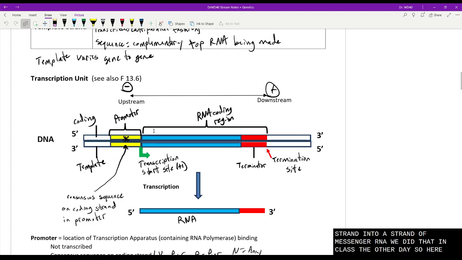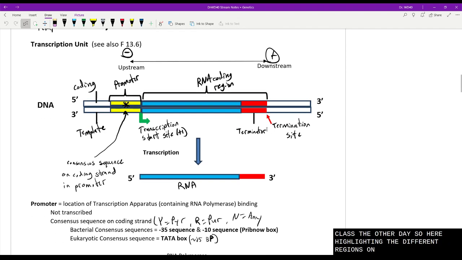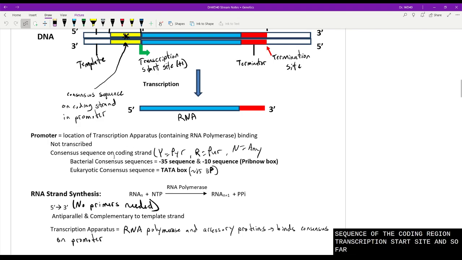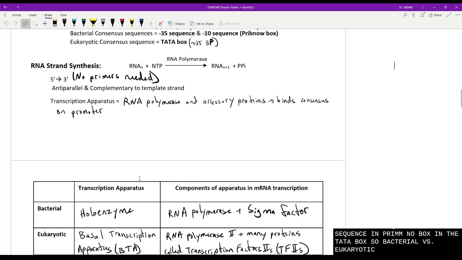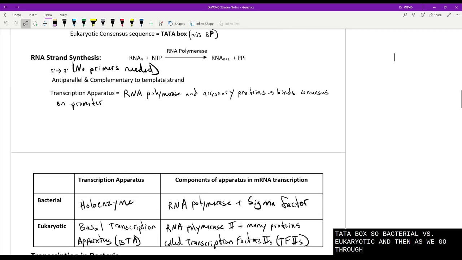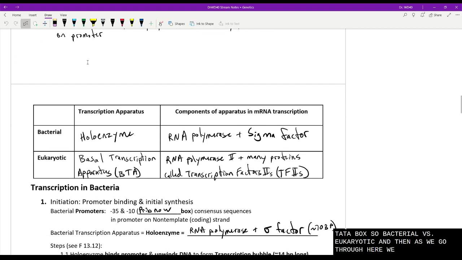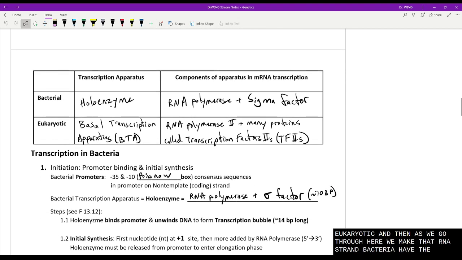So here, highlighting the different regions, understand this terminology: the terminator sequence, the coding region, transcription start site, and so forth. And here is where we can see the -35 sequence and -10 sequence in the Pribnow box and a TATA box. So bacteria versus eukaryotic. And then as we go through here, we make that RNA strand. Bacteria have that holoenzyme. Eukaryotes have that basal transcription apparatus.